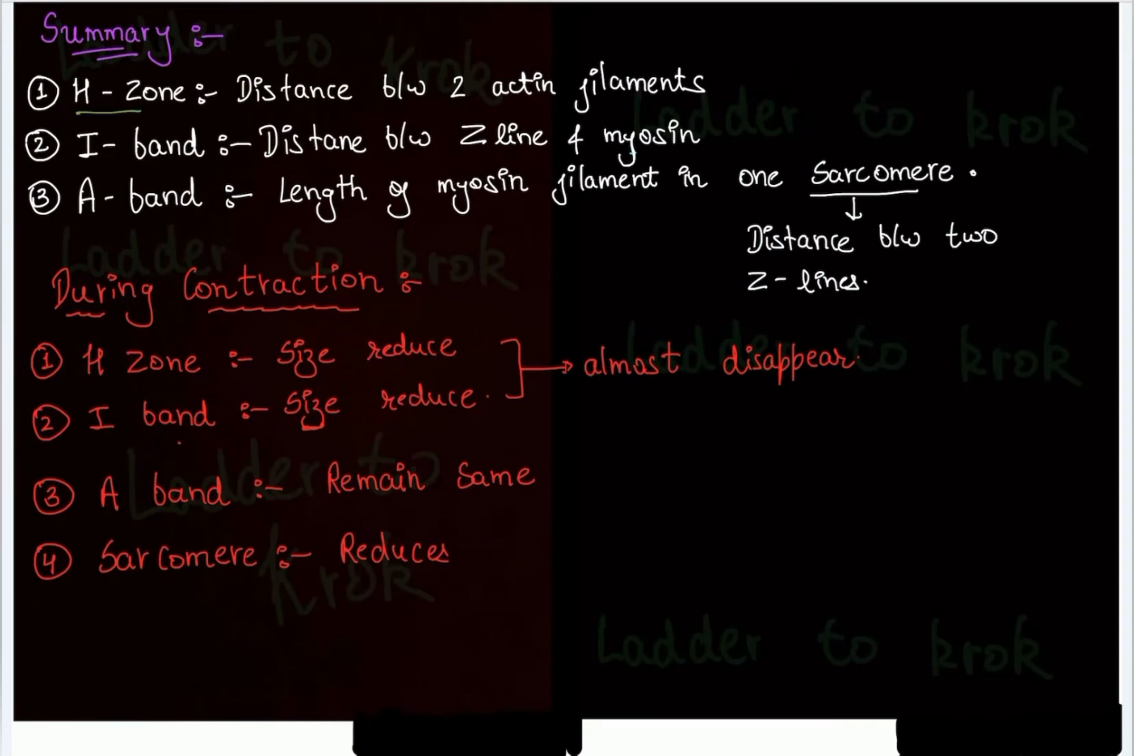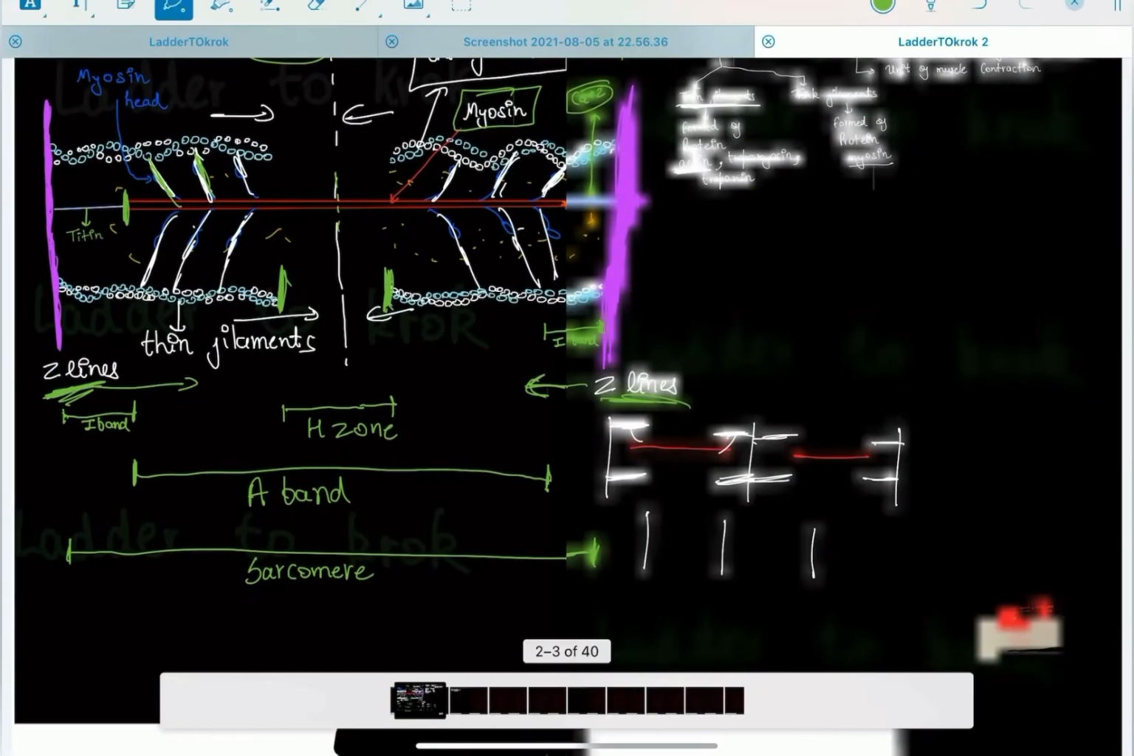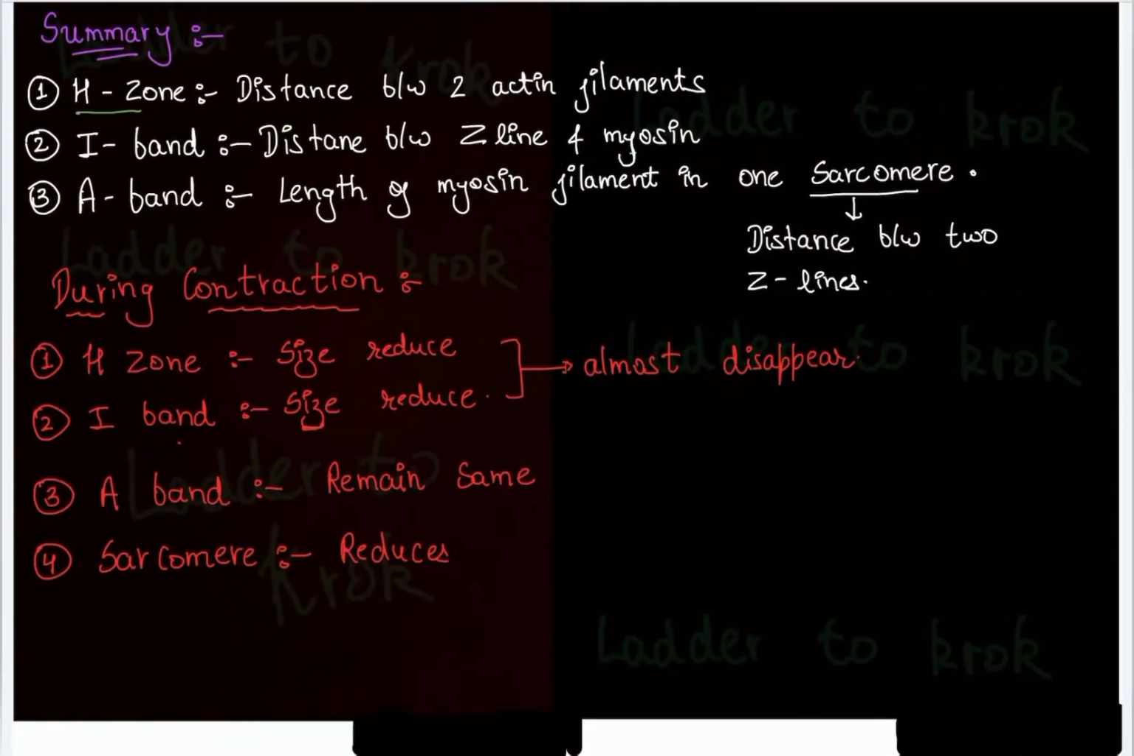H zone is the distance between two actin filaments. I band is the distance between the Z line and the myosin filament. This titin part is the I band. A band is the length of the myosin filament in one sarcomere. Sarcomere is the distance between two adjacent Z lines.